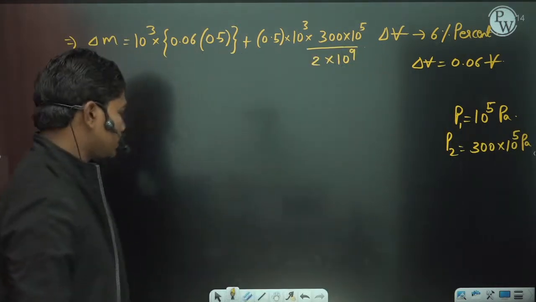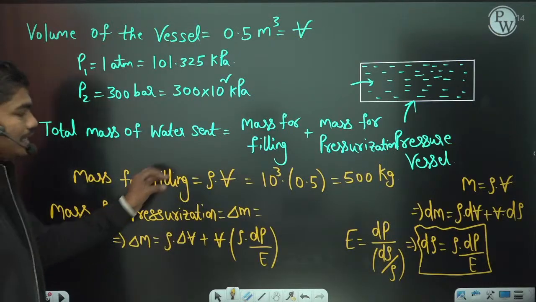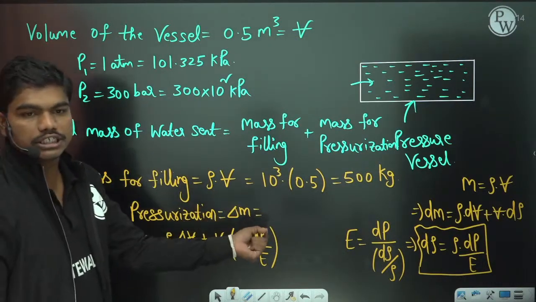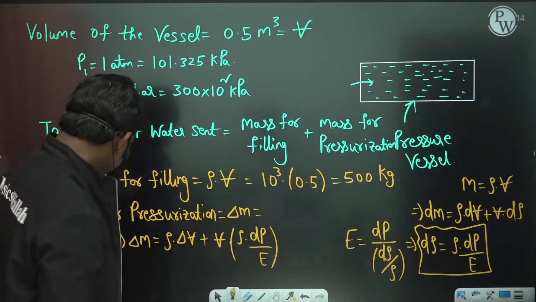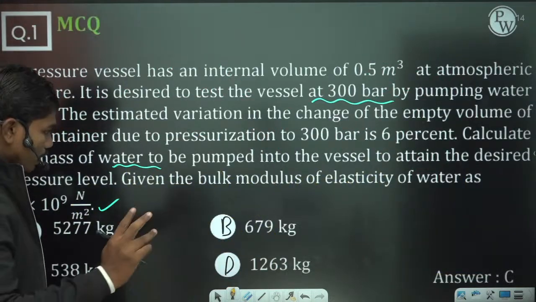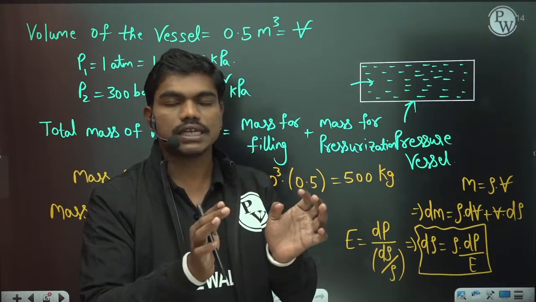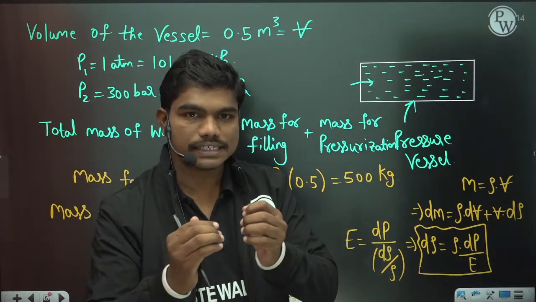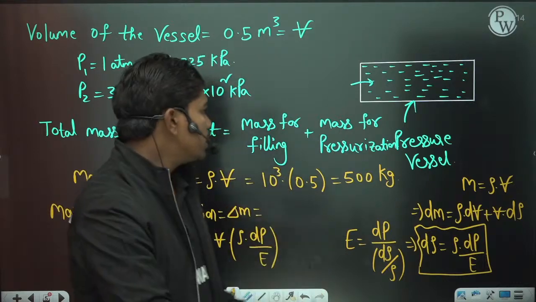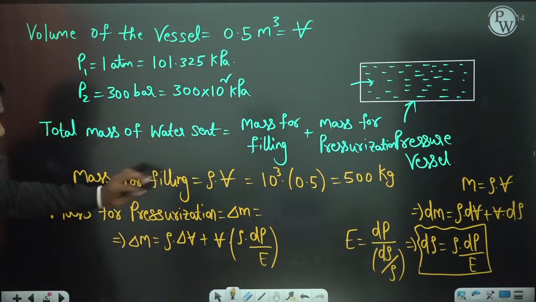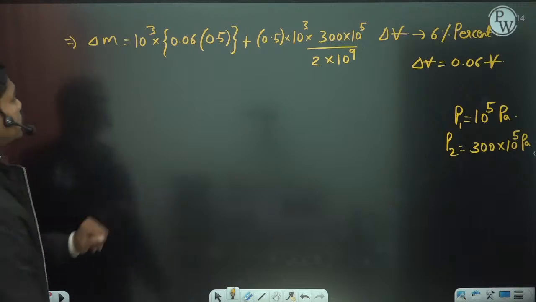So this is the excess amount of mass which you are sending inside the container for the pressurization of the vessel. Clear? In this case there are two parts of mass which I am sending. First part of the mass is just filling the vessel, and second part of the mass is actually creating the pressure inside the vessel. So now we have mass for filling and mass for pressurization. Let us calculate this value quickly.